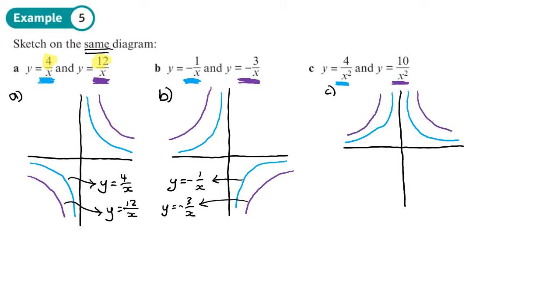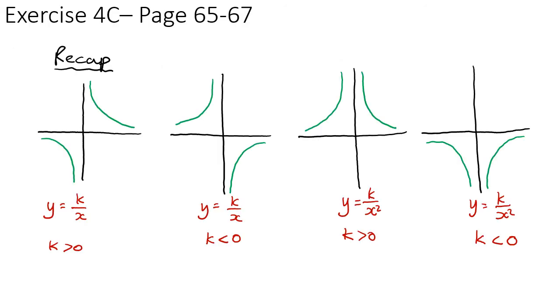So again, the x and y axis are asymptotes. We'll just label these up. So that's y equals 4 over x squared, and this one is y equals 10 over x squared. So you should now be able to do exercise 4C on pages 65 to 67.